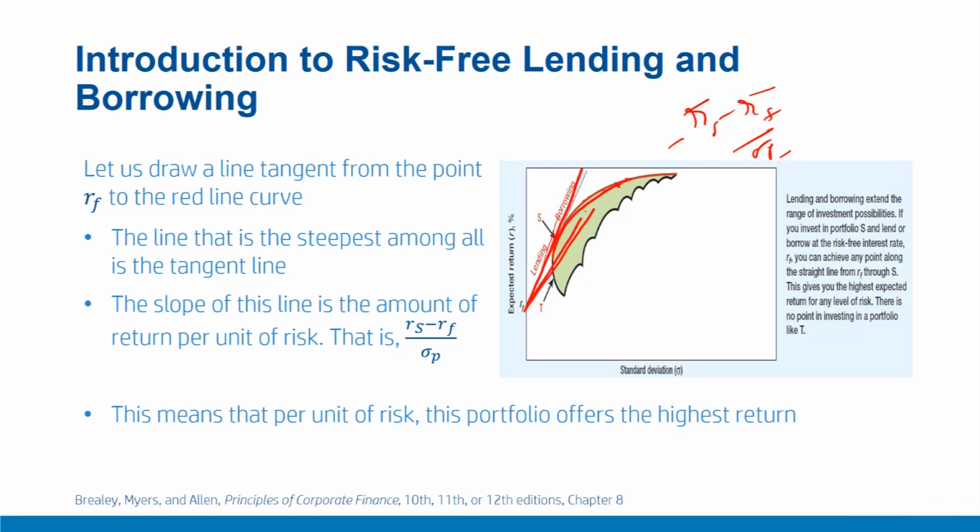For example, if I draw another line like this for a point, let's say A, all the positions on this line would be a better combination of risk return, that means higher return per unit of risk, as compared to any on this line which is joining RF to A. This ratio, RS minus RF upon sigma P, is a very important ratio called the Sharpe ratio to measure the performance of a portfolio.